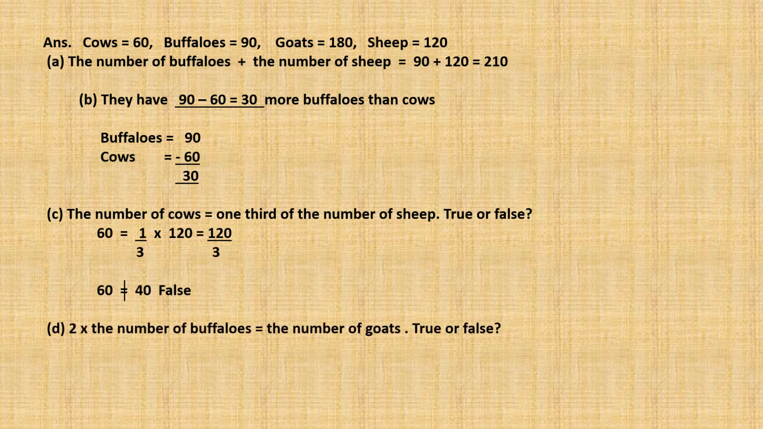Then D part question: 2 into the number of buffaloes equals the number of goats. Is it true or false? That means whatever the number of buffaloes is, if you multiply by 2, it should be equal to the number of goats also. So 2 into 90, because the number of buffaloes is 90, and the number of goats is given here, 180. So it should be equal to that. When you multiply, children, yes, they are equal. So here the statement is true.